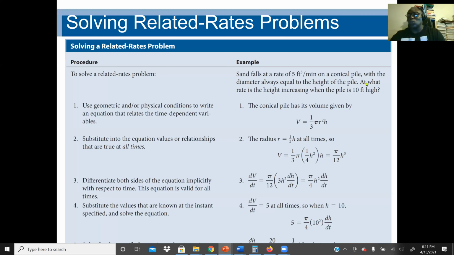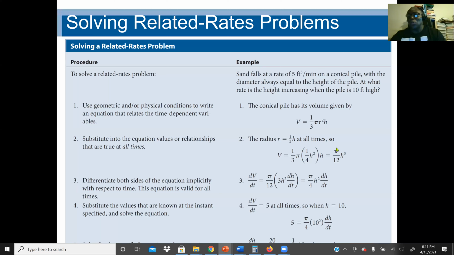Because the question says, at what rate is the height increasing when the pile is 10 feet high? Now, if they say at what rate is the radius increasing, then I'm going to change h to r. So we want to have only 1 variable based on the condition. Because substitute into the equation values or relationships that are true at all times.